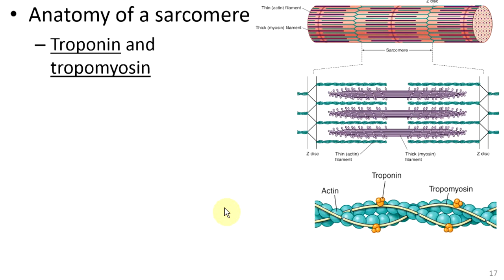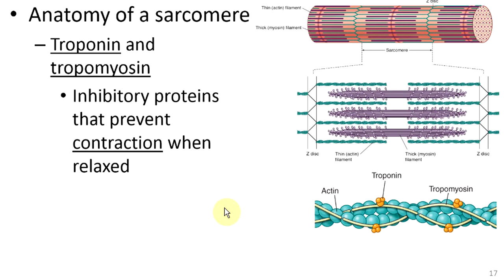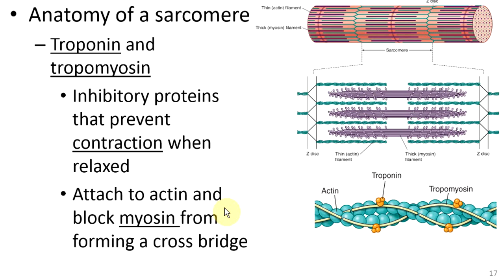Now, covering the actin are two proteins called troponin and tropomyosin. They're inhibitory proteins, and what they do is prevent the interaction between the actin and the myosin, so that we don't form the cross bridges when the muscle is relaxed. When we send the impulse to contract a muscle, it removes those inhibitory proteins, so you can actually have the muscle contraction.